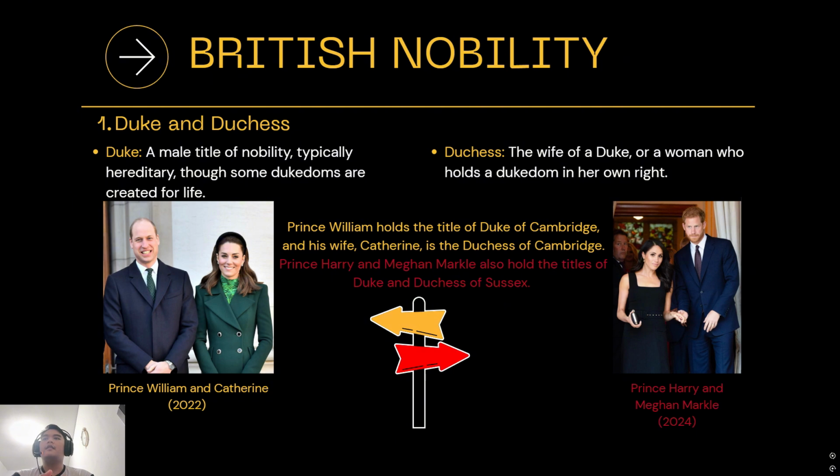Prince William and Catherine in 2022, and Prince Harry and Meghan Markle in 2024, are the latest people to receive British nobility titles from the king. Prince William holds the title of Duke of Cambridge, and his wife, Catherine, is the Duchess of Cambridge, while Prince Harry and Meghan Markle also hold the titles of Duke and Duchess of Sussex.